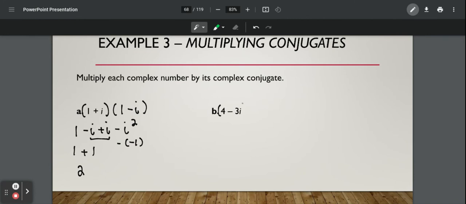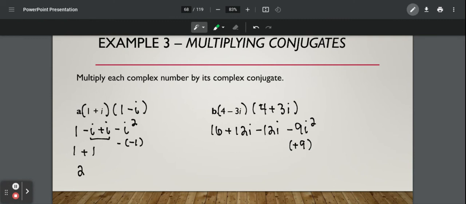If we were to multiply 4 minus 3i, we would multiply by 4 plus 3i. So we would get 16. The middle terms, 12i minus 12i will be 0. And then we get minus 9i squared, which remember is like saying plus 9. So 16 plus 9, we would get 25.